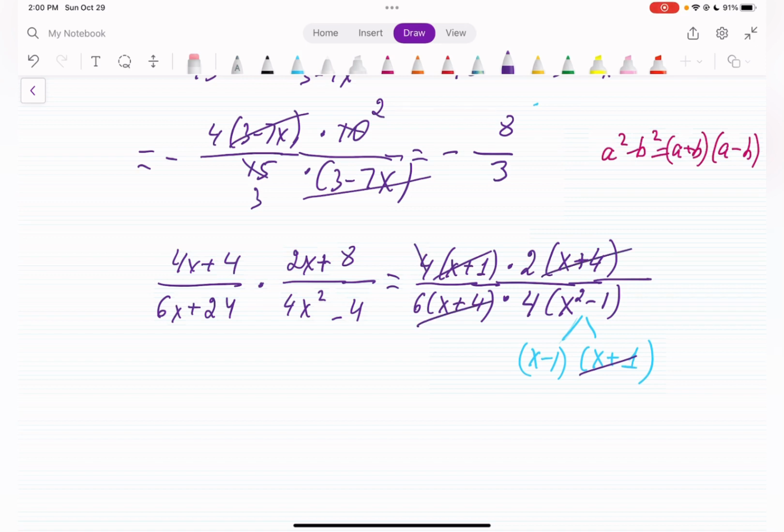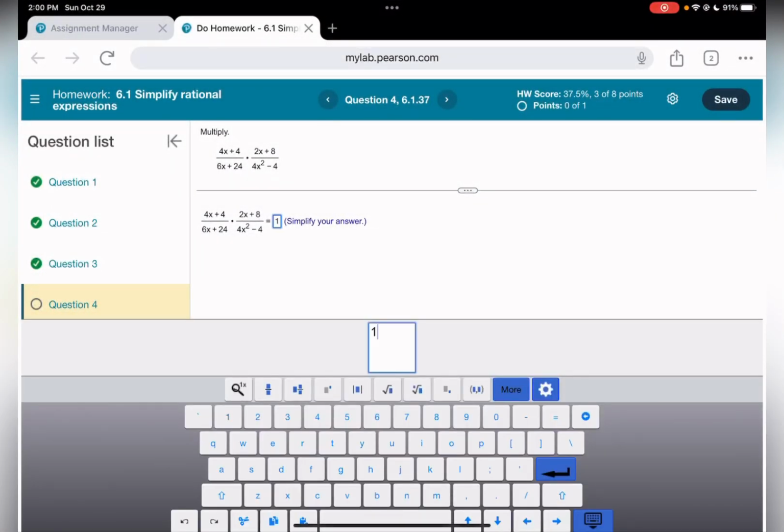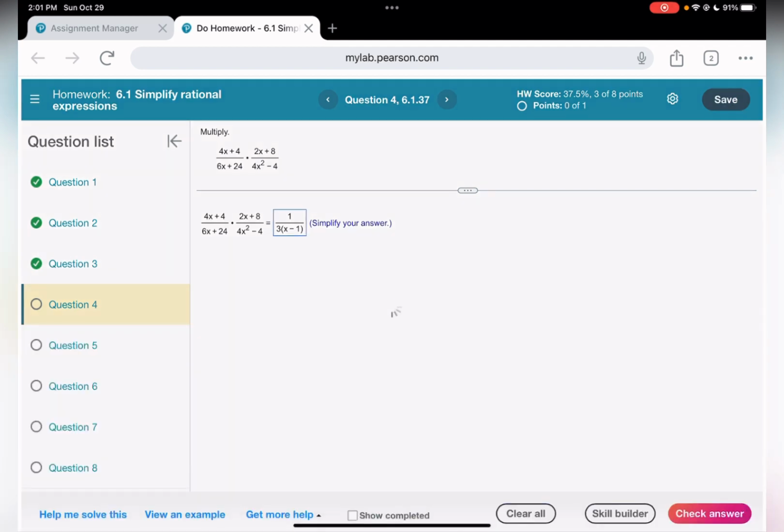So this 4, I'm canceling with this 4, and 2 and 6, I can divide by 2. This is 1, 6 divided by 2, 3. Okay, what do we have left here? 1 over 3 times x minus 1. And that will be our answer. 1 over 3 times x minus 1, closing parenthesis, and we got it.